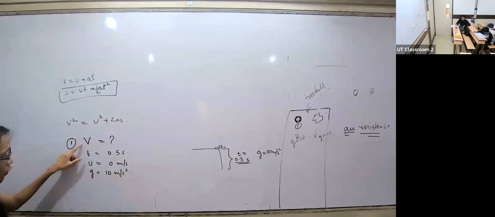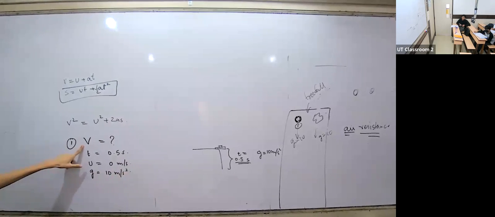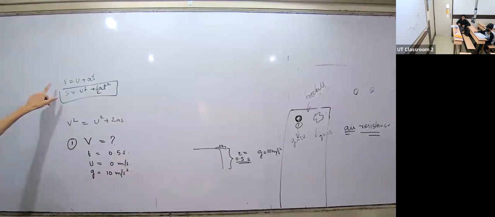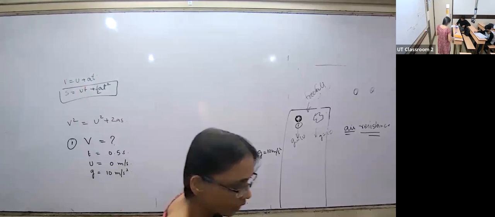So for V, which formula will be used? Which equation? The first one, because we have all the components. Quickly give me the V value.